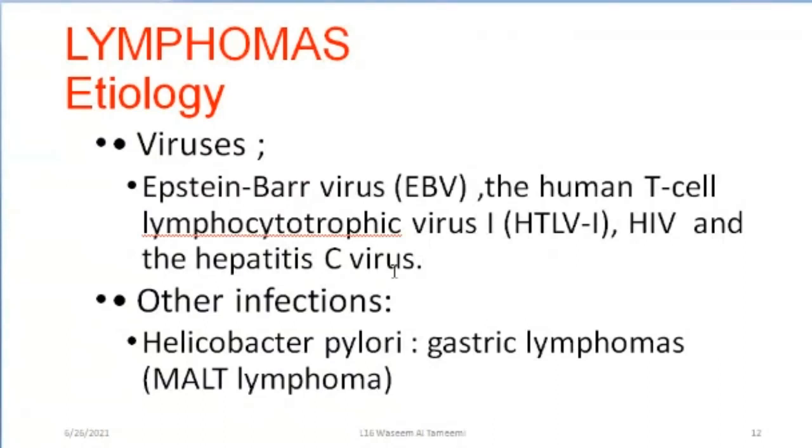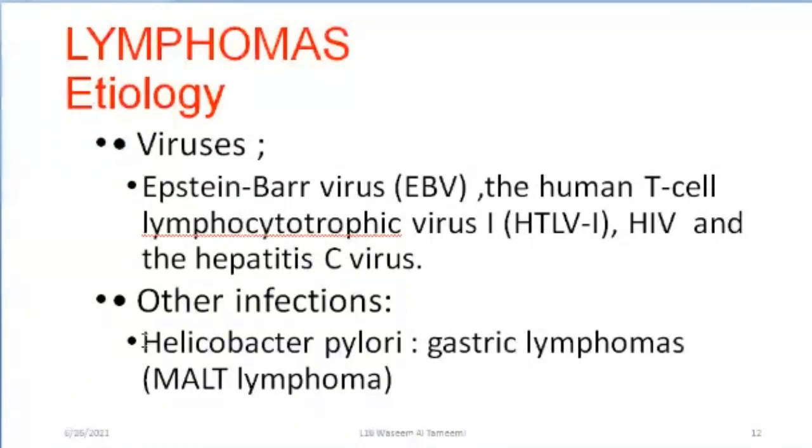What about viruses? Other infectious agents, for example bacterial infection. Helicobacter pylori infection is proved to be associated with gastric lymphoma, specifically the low-grade indolent lymphoma called MALT lymphoma, abbreviated as maltoma, which comes from mucosa-associated lymphoid tissue lymphoma. Even histologically, if we can eradicate H. pylori as early as possible, we may control and eradicate the lymphoma. Therefore it is proved to be one of the causative factors.